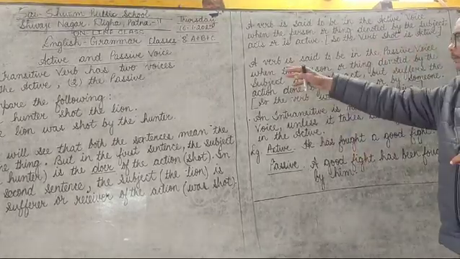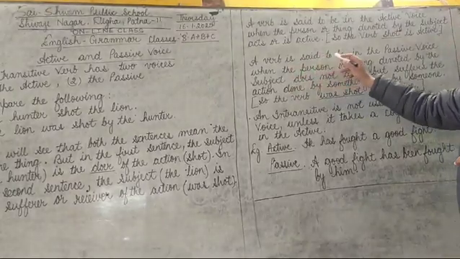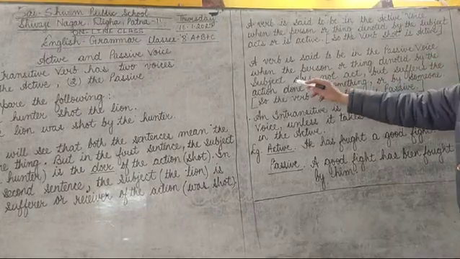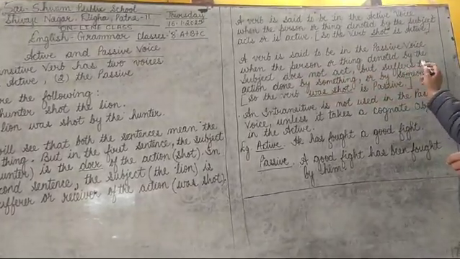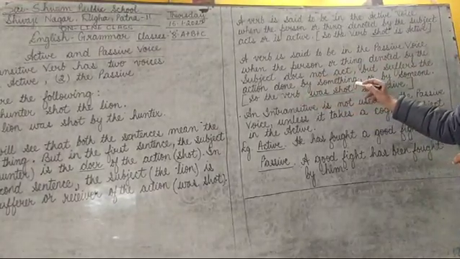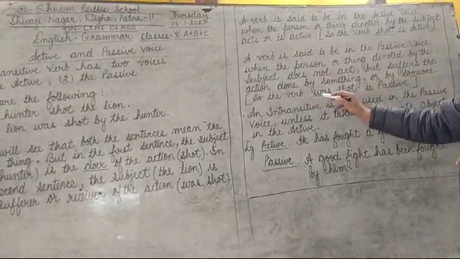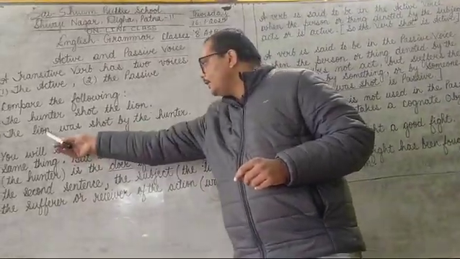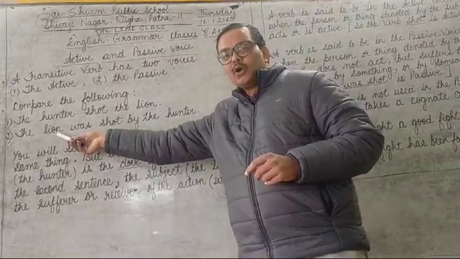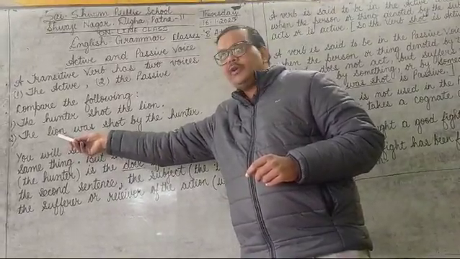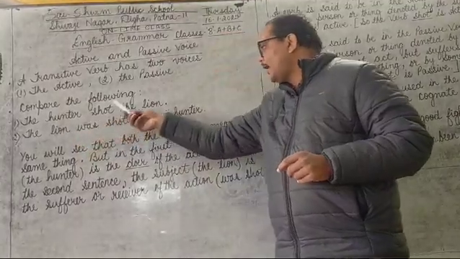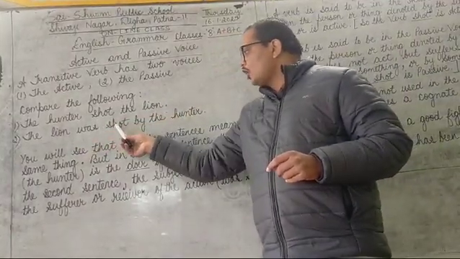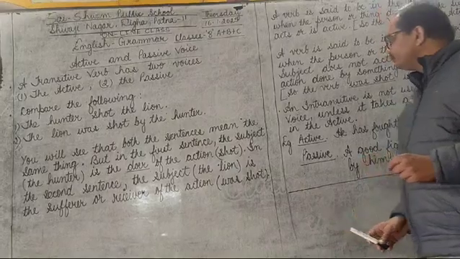Whereas in the case of passive voice, a verb is said to be in the passive voice when the person or thing denoted by the subject does not act but suffers the action done by something or by someone. So the verb was shot is passive. You can see this in the second example. Here the lion is not the doer of the action. It is the subject, but actually it is the sufferer or receiver of the action done by the doer, the hunter. So in this case, was shot is passive voice.